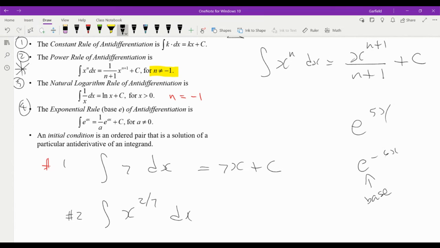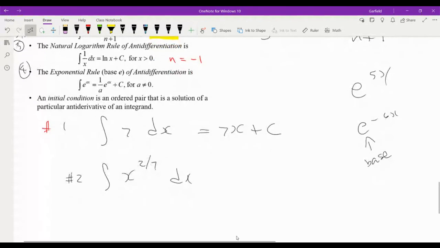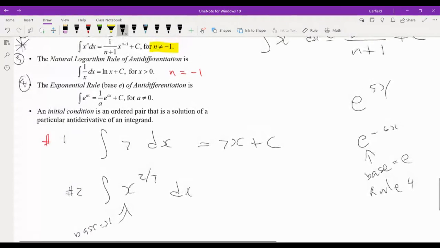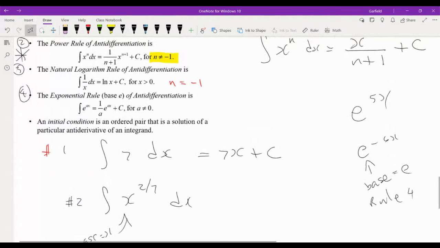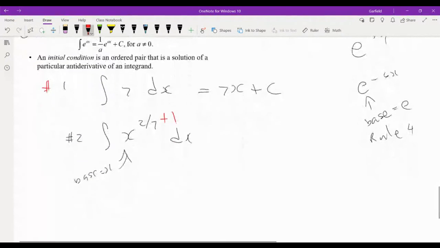What is the base in this problem? X, the base is x. So when the base is equal to e, this is rule 4. Here, this is our base, this is equal to x. All right, so rule number 2. So what are we going to do? We're going to add 1 to the exponent and divide by the new exponent, which is 2 over 7 plus 1.